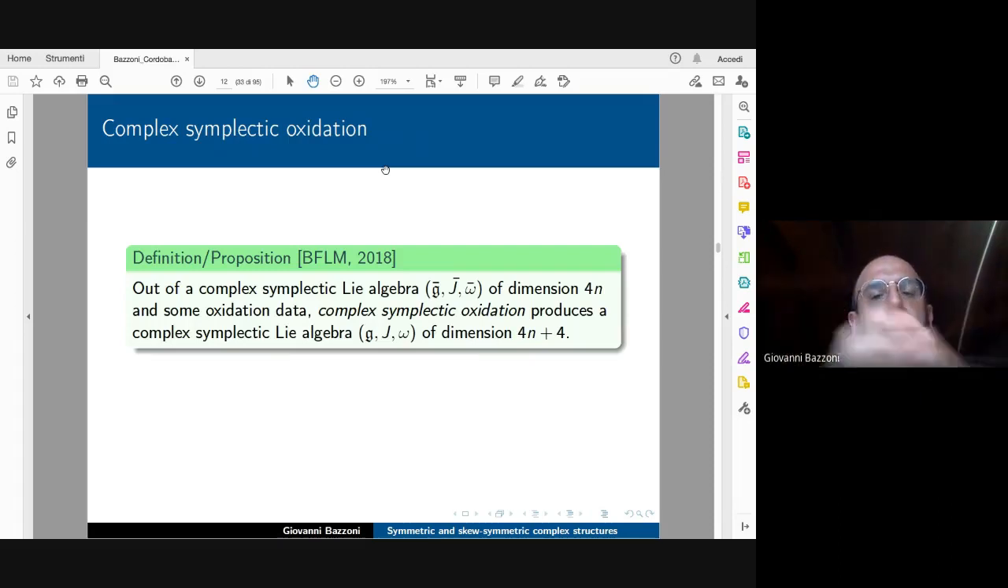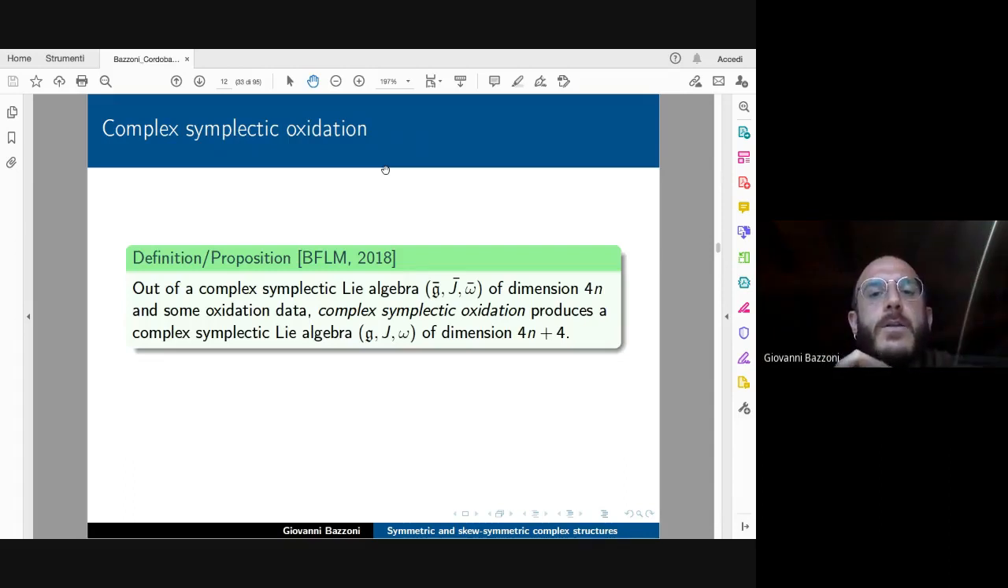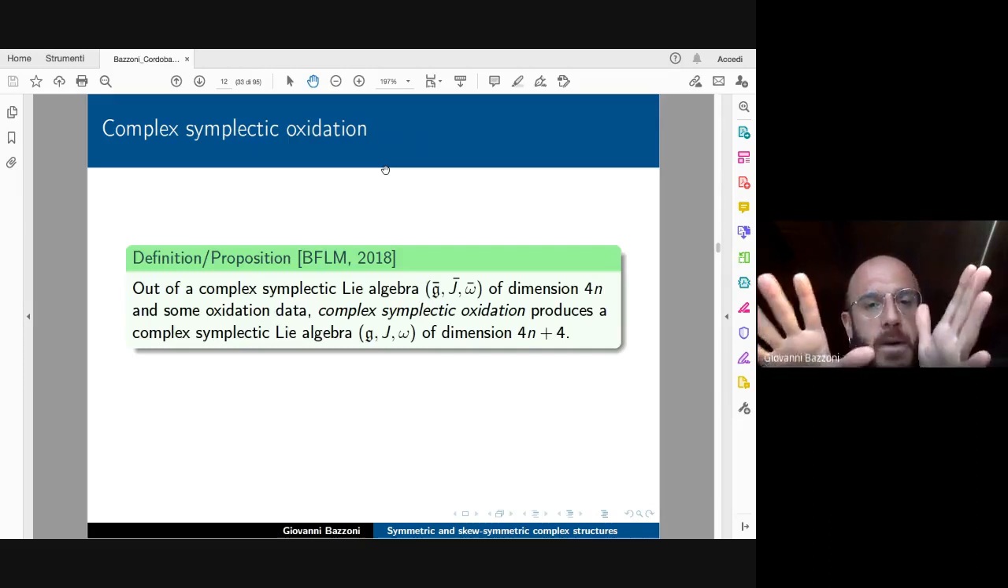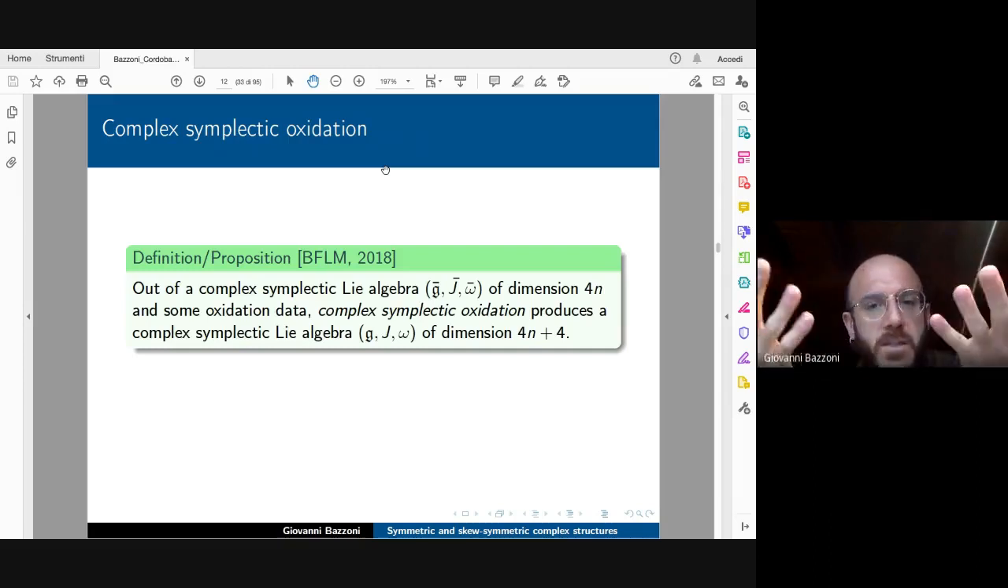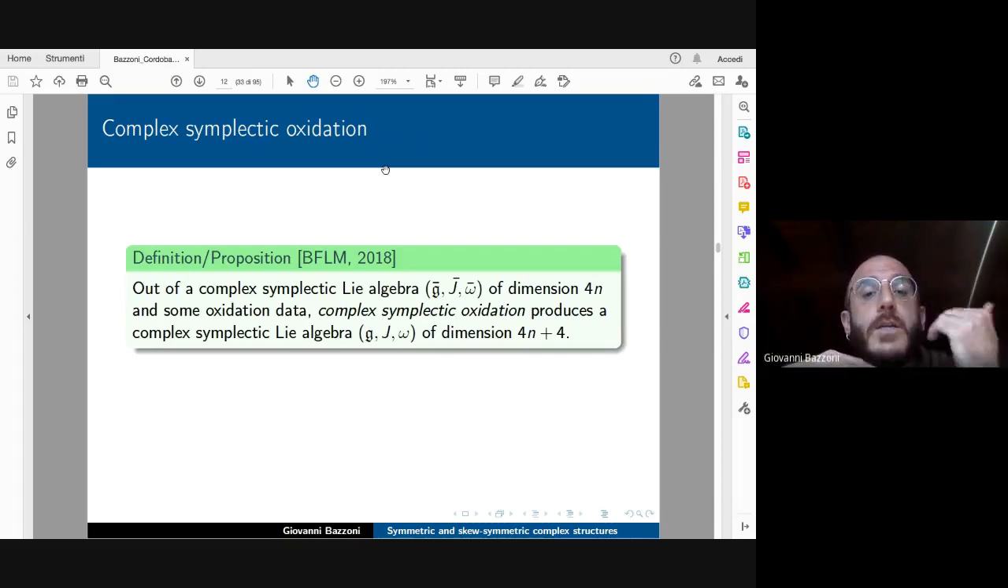Out of a complex symplectic Lie algebra, G bar, J bar, omega bar of dimension 4n, recall that the real dimension has to be a multiple of 4, and some of what we call oxidation data, which are some tensors on G bar, which have some compatibility conditions with J bar and omega bar. I don't want to say too much. It's, as I said, quite involved, but it's not difficult. There is a construction which we call complex symplectic oxidation, which gives back to you a complex symplectic Lie algebra G, J, omega of dimension 4n plus 4.